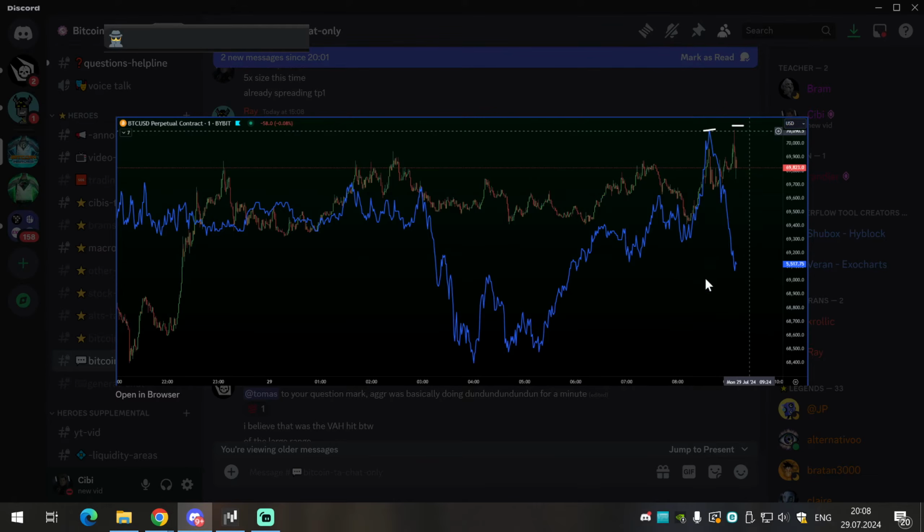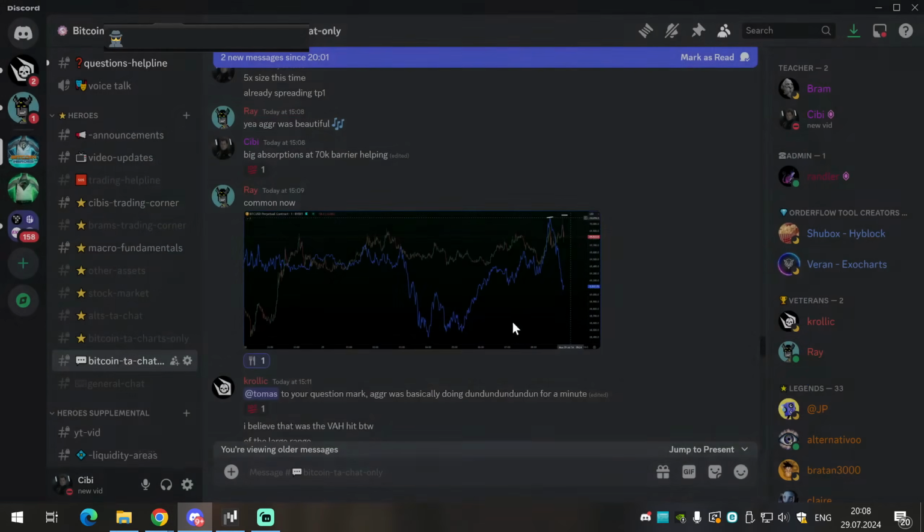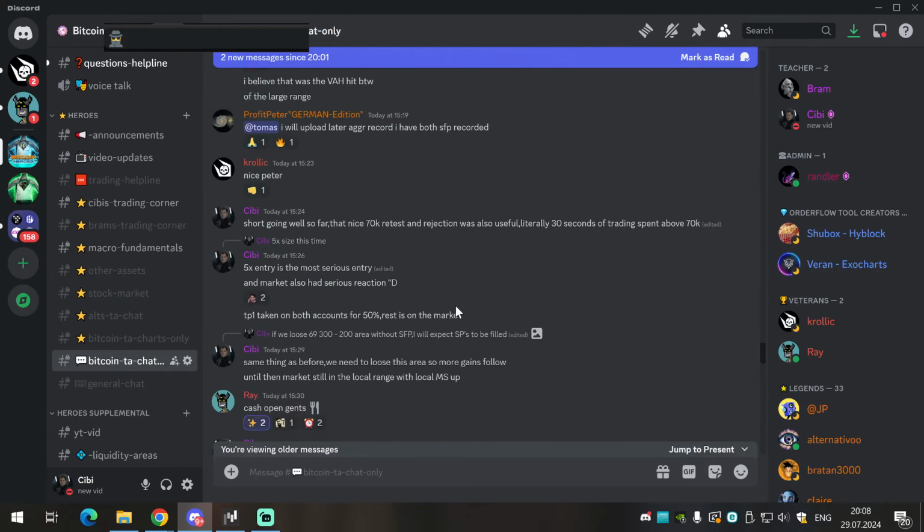If equities push to all-time highs, Bitcoin is more likely to continue to its own highs. But equities are pushing down, and they have been affecting Bitcoin heavily the past two weeks. So yes, you definitely had help from the global equities. Let's go further. Shorts are going well so far. That nice 70k retest and rejection was also useful. Literally 30 seconds of trading was spent above 70k.